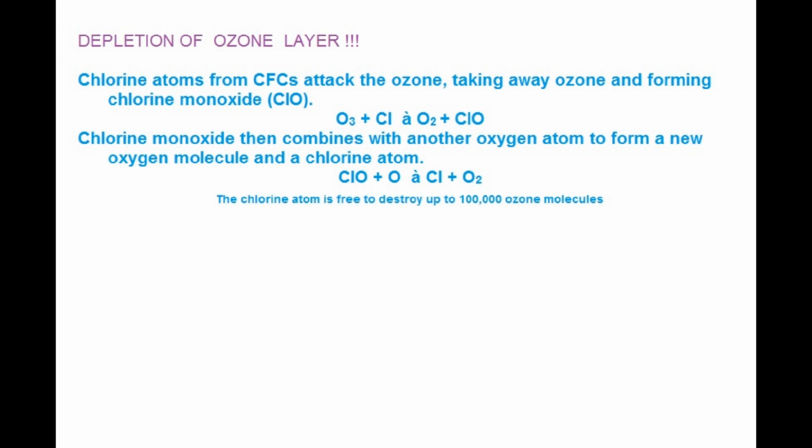Depletion of the ozone layer. Chlorine atoms from CFCs attack the ozone, taking away an oxygen atom and forming chlorine monoxide. Chlorine monoxide then combines with another oxygen atom to form a new oxygen molecule and a chlorine atom. The chlorine atom is free to destroy up to 100,000 ozone molecules.